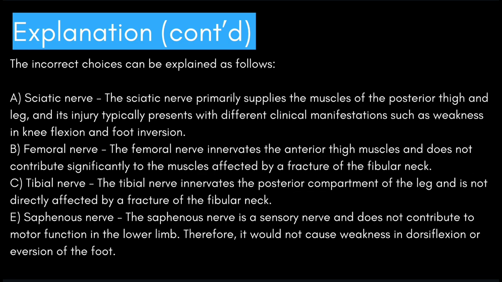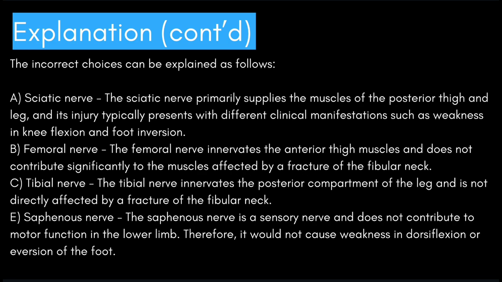Sciatic nerve. The sciatic nerve primarily supplies the muscles of the posterior thigh and leg, and its injury typically presents with different clinical manifestations such as weakness in knee flexion and foot inversion. Femoral nerve. The femoral nerve innervates the anterior thigh muscles and does not contribute significantly to the muscles affected by a fracture of the fibular neck.